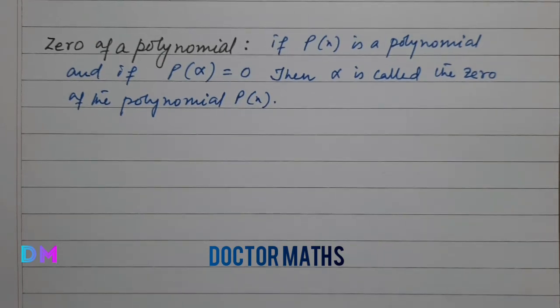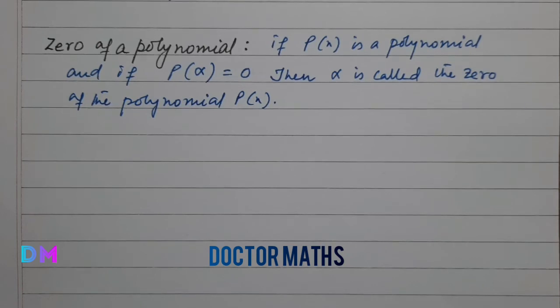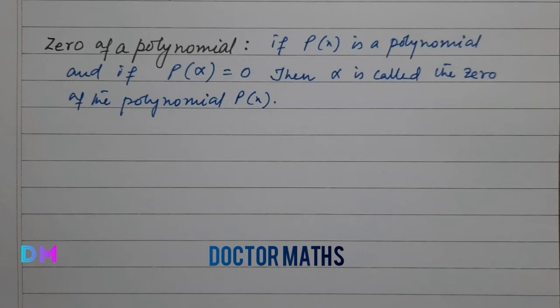Now, what is the difference between a zero of a polynomial and the zero polynomial? The zero polynomial is always 0. For any value of x, the zero polynomial is 0. But a zero of a polynomial means that for some polynomial, if for some value of x we get the value of the polynomial as 0, then those values of x are called zeros of the polynomial.